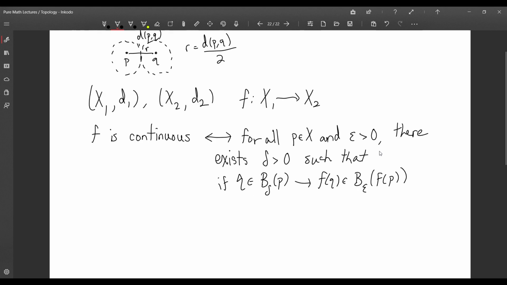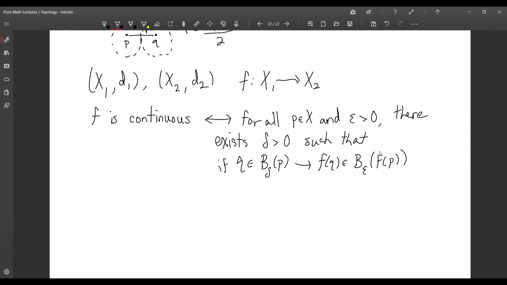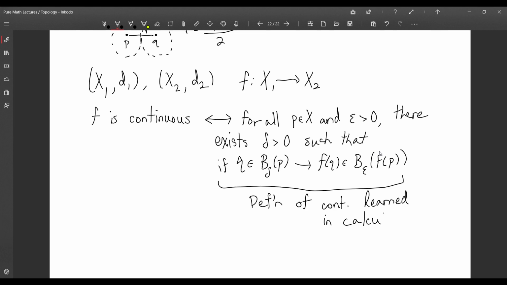And so if this looks familiar to you, this is the definition of continuity learned in a calculus class. And this is because R is a metric space.